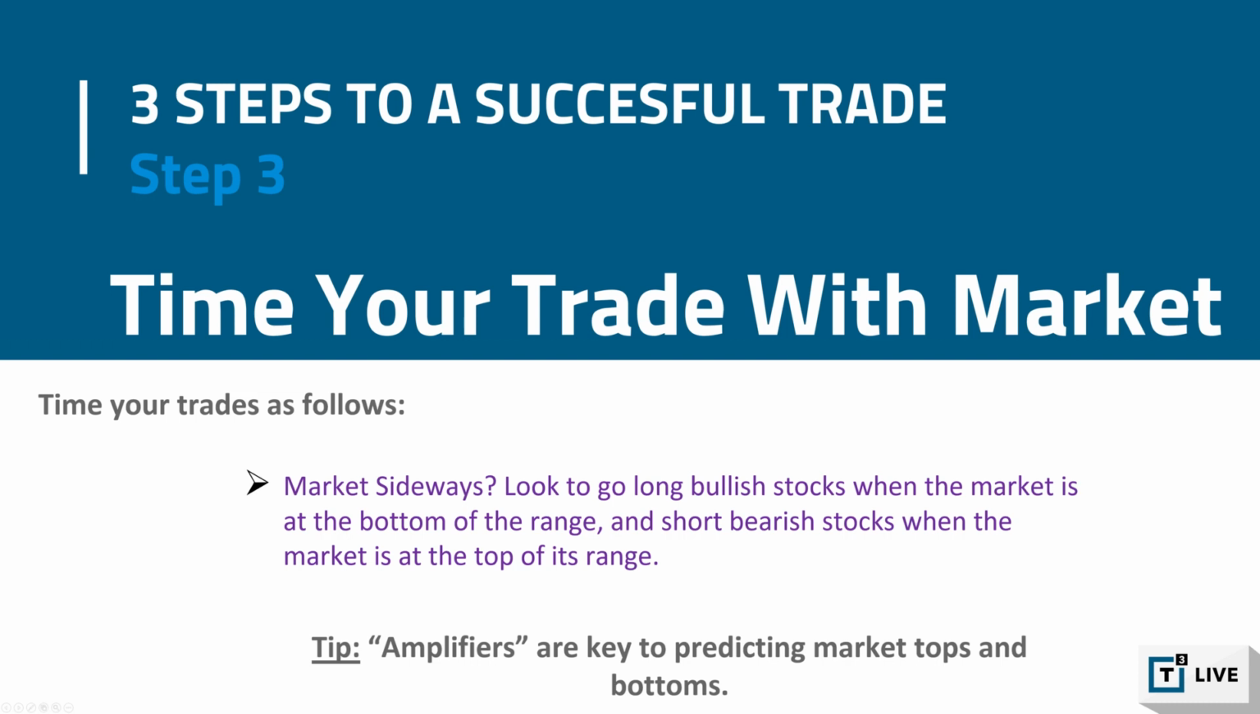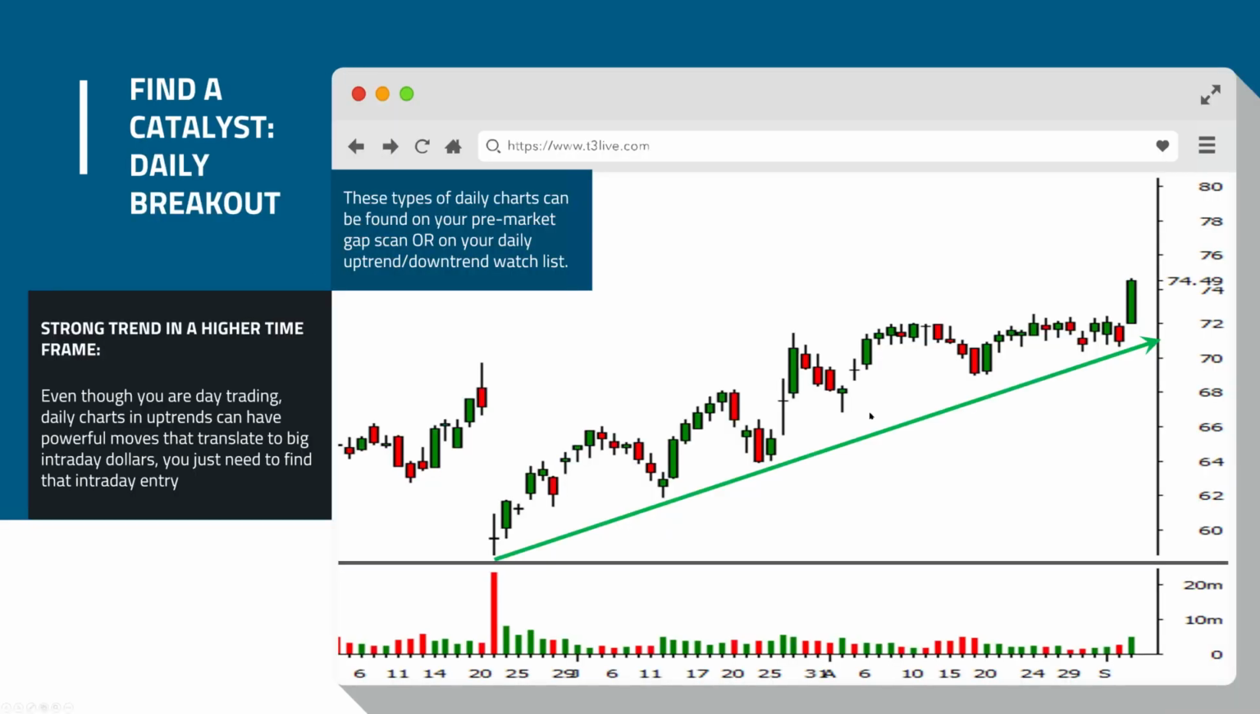Now, what if the market is sideways? Well, then look to go long bullish stocks when the market is at the bottom of the range, and short bearish stocks when the market is at the top of the range. I rarely have to deal with sideways markets. I mean, it happens, but most of the time it's either a really bullish market or really bearish market that I have to worry about timing my trade with.